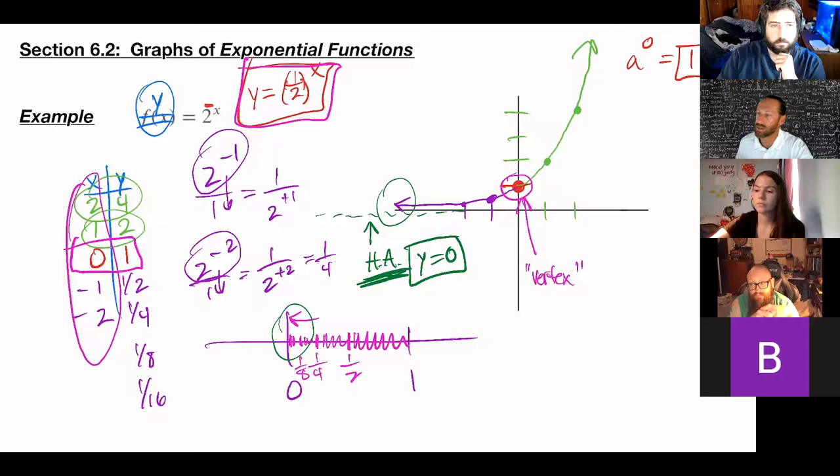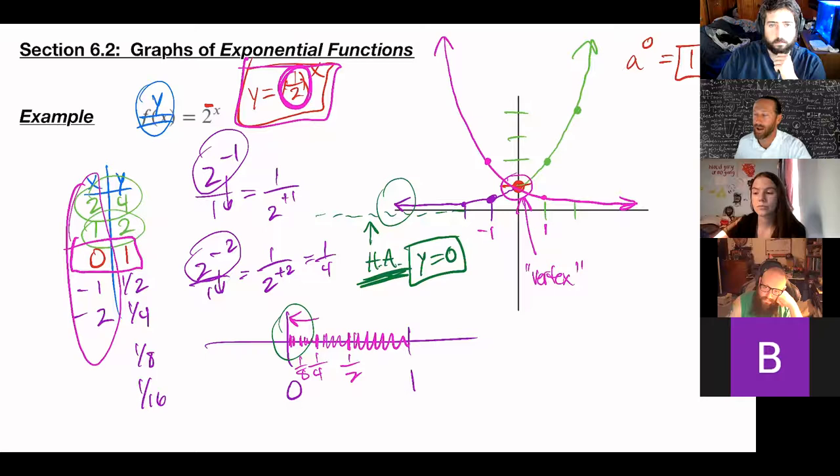And then, because I know that this 1/2 is decreasing, I know that if I put in a 1, I would only go up a half. And if I put in a -1, it would flip it and I would get 2. And that's enough for me to pretty much graph this thing, because I want you guys to be able to graph these things like that, as quickly as possible.